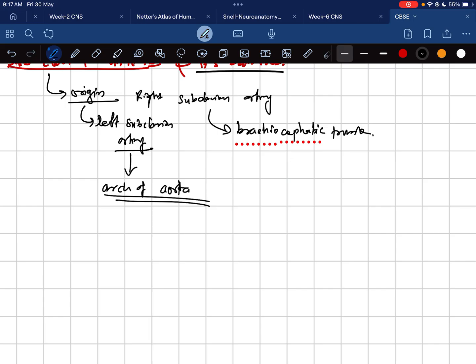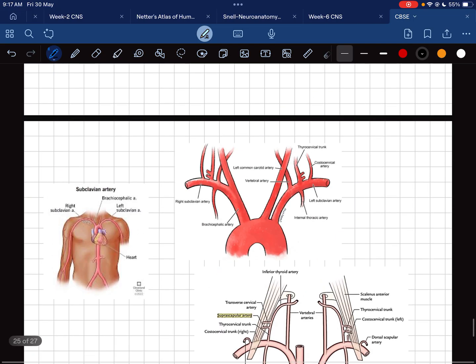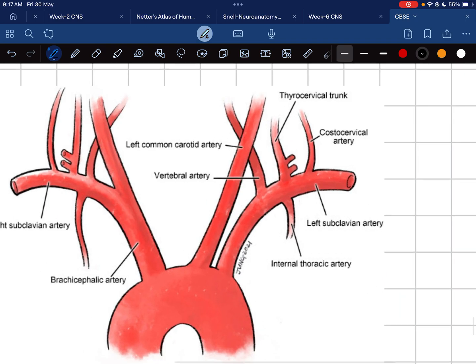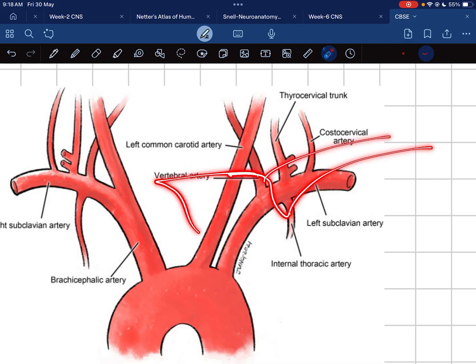It enters the neck by passing behind the left sternoclavicular joint. In this image, this is the left subclavian artery, directly originating from the arch of the aorta, and here in the lung is the groove. It goes upward, staying along the mediastinal pleura, and passes into the neck behind the sternoclavicular joint, then goes to the axillary region.